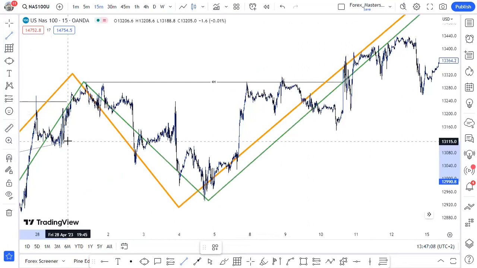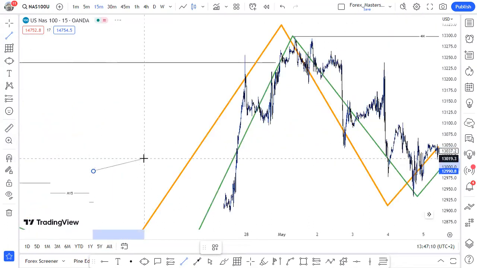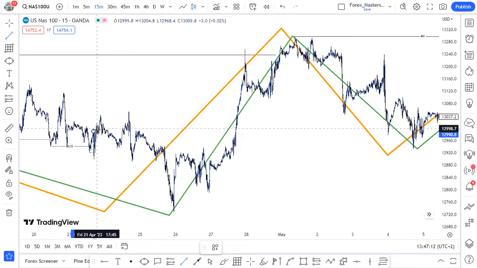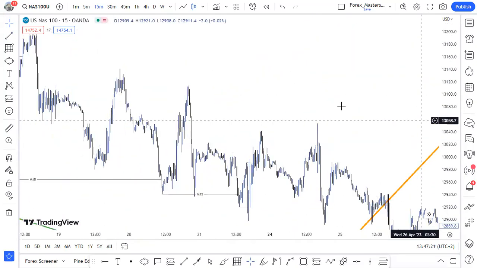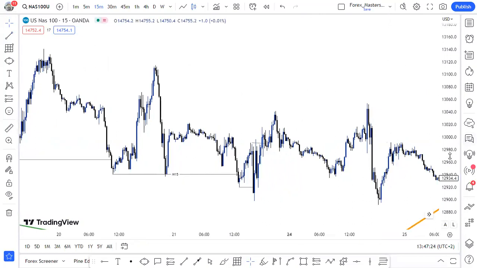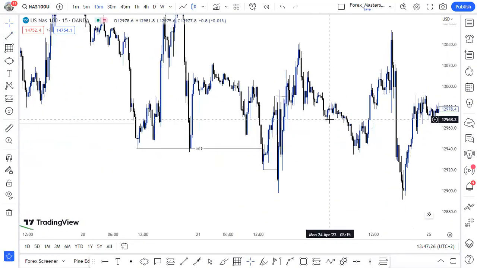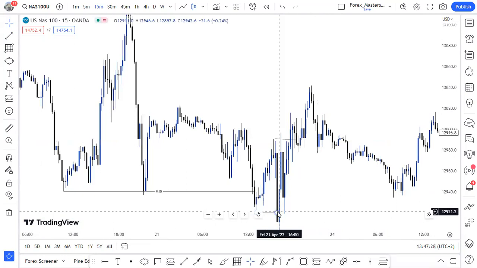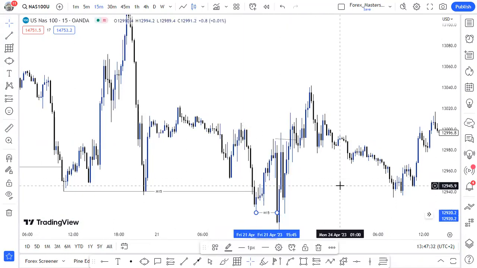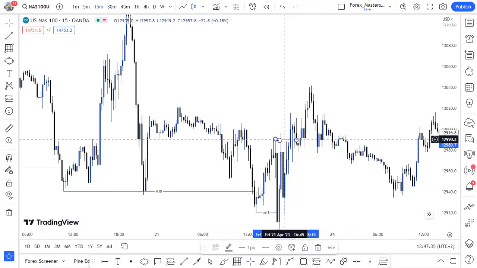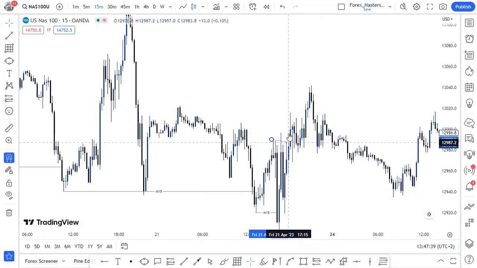Okay, so where are we? Let me find where we are supposed to be. All right, so we are here. So right here, we break structure to the upside. First, we broke structure to the downside right here. Broke structure to the downside. Then we also break structure to the upside like that.